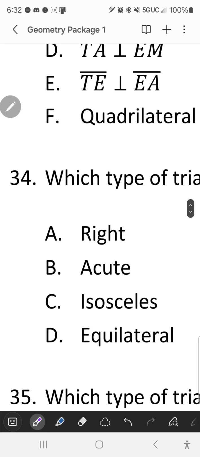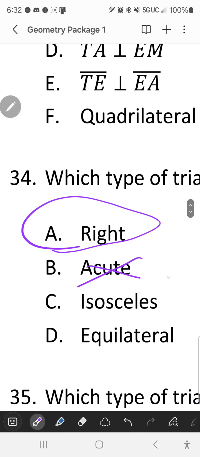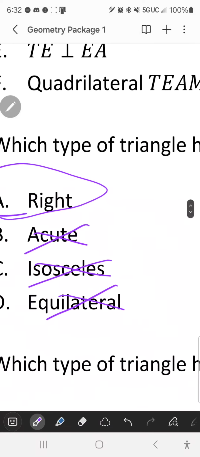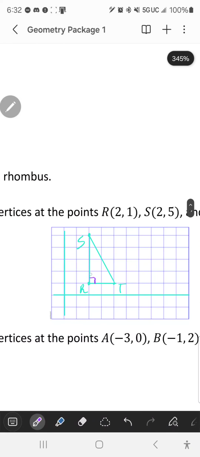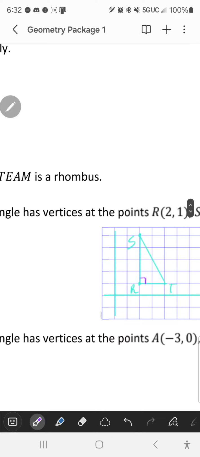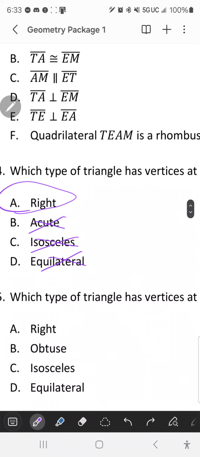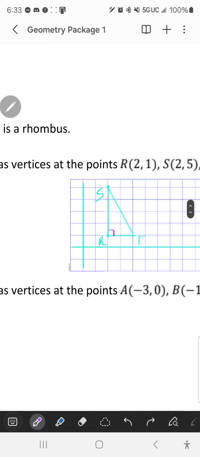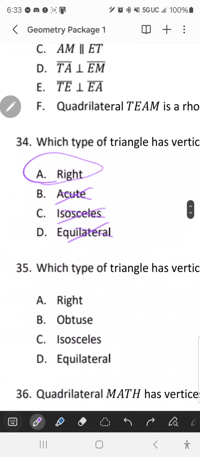Now we go to our answer. We say, okay, right, yes; acute, no; isosceles, no; equilateral, no. Acute, no, because we have the right angle. Isosceles, we need two sides equal. Neither of these sides are equal. Equilateral, we need the three sides equal, which is obviously not happening here.